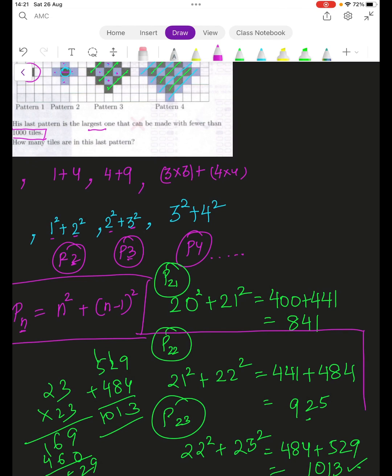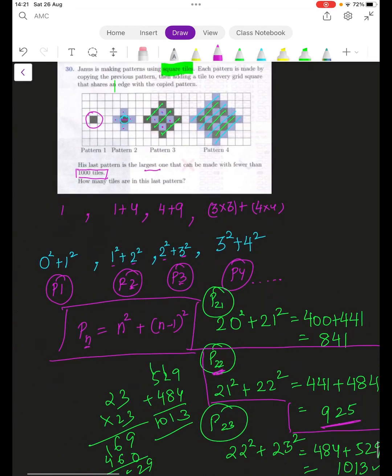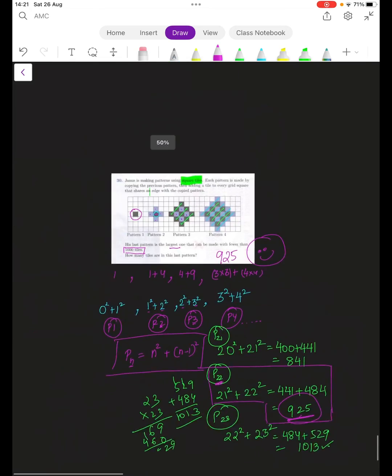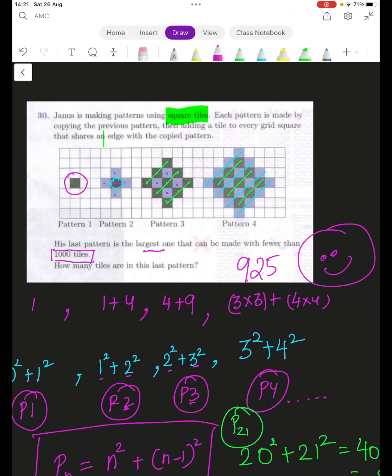So we definitely don't want a 4-digit number. So we have to stay put at this step where our answer was the last pattern with still a 3-digit number, less than 1000. And this was pattern number 22. So let's read the question again. How many tiles are in the last pattern? Okay, so they're not asking how many patterns, but they need 925. So that is our answer, 925. And this was the last question of our upper primary AMC.